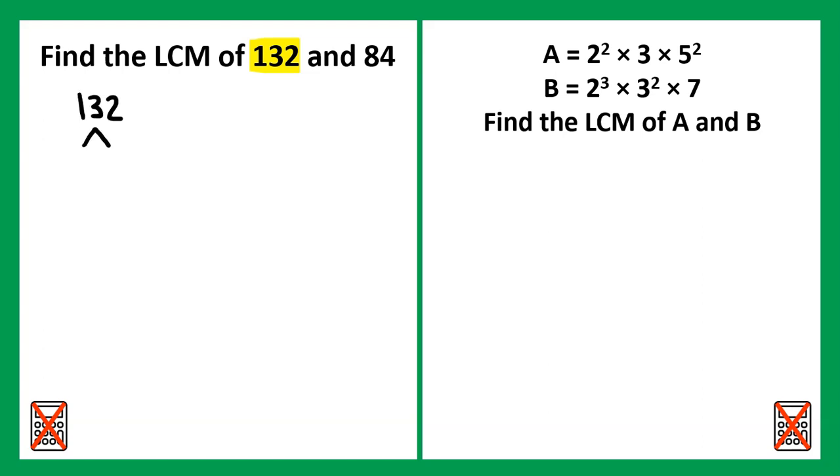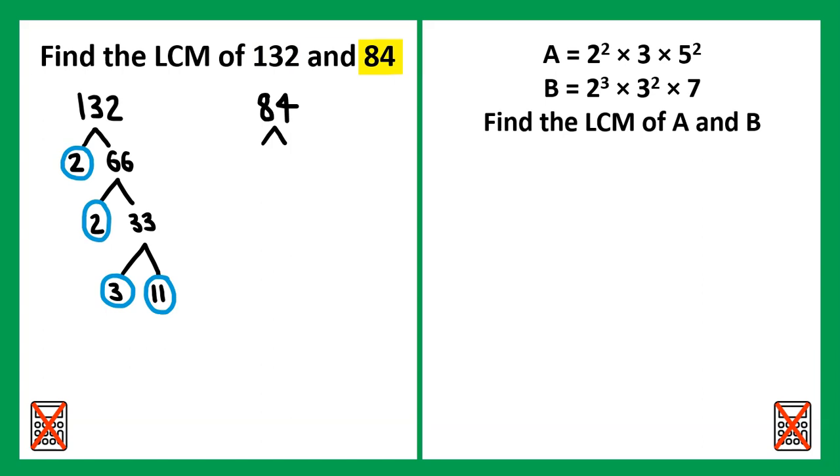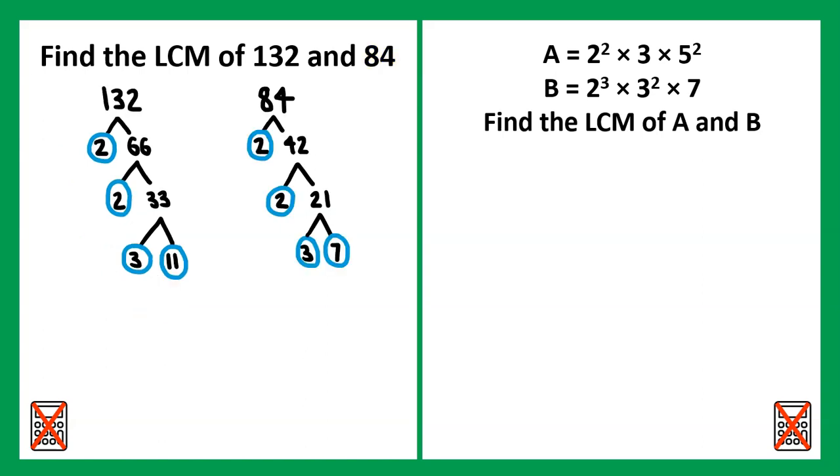Finding the prime factors of 132 and starting off with 2 multiplied by 66, 2 multiplied by 33 and 3 multiplied by 11. Repeating the same for 84: 2 times 42, 2 times 21, 3 times 7. Write these as an unsimplified product or multiplication. So for 132, I have 2 multiplied by 2 multiplied by 3 multiplied by 11. And for 84, 2 multiplied by 2 multiplied by 3 multiplied by 7.